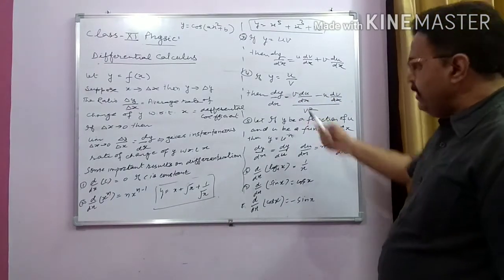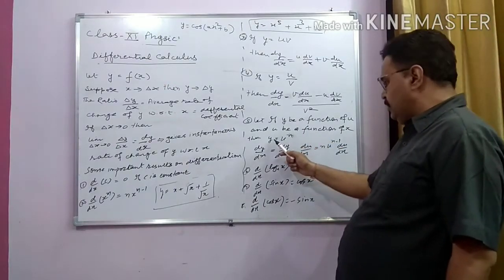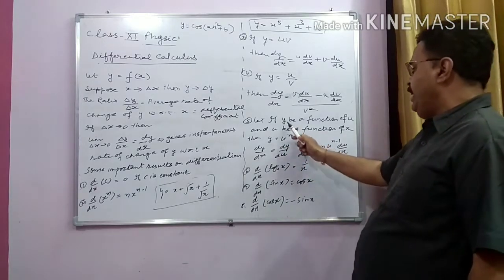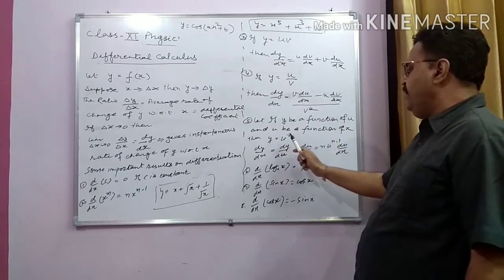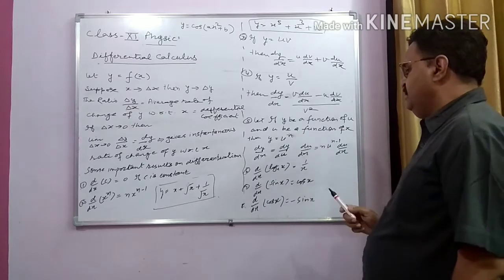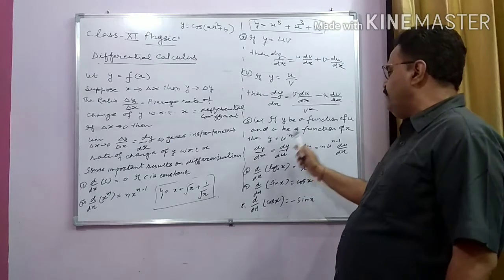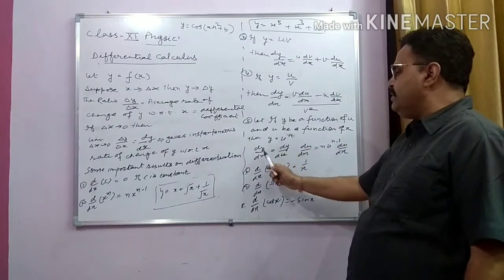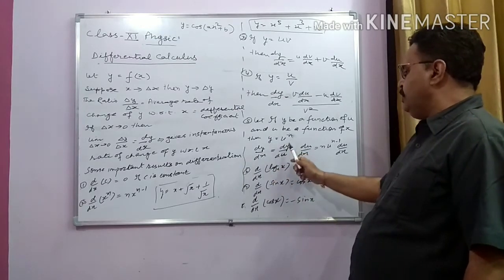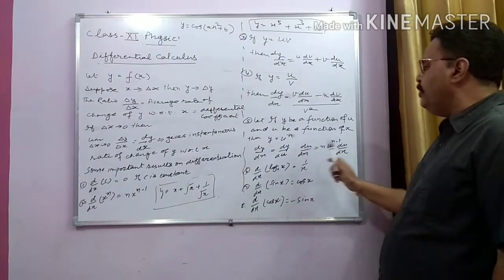Then another one: suppose we have a double function like this, y equal to a function of u. It means if y is a function of u and u is a function of x, then there is a double function, and we can differentiate it like this: dy upon dx equal to, first we differentiate y with respect to u, dy upon du, then u with respect to x, du upon dx.